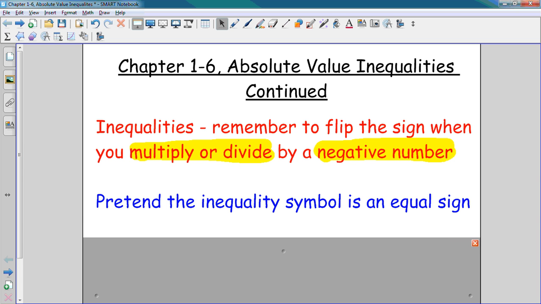Okay, and then everything else, you're going to pretend the inequality sign is an equal sign, and you're going to solve the inequalities just like you would an equation.